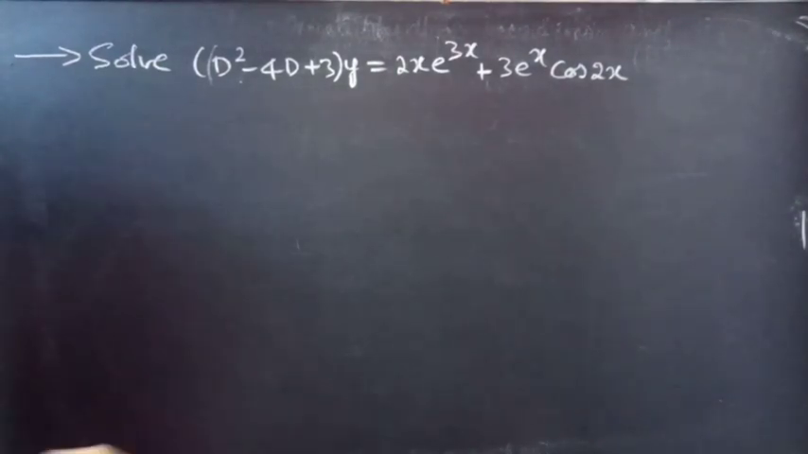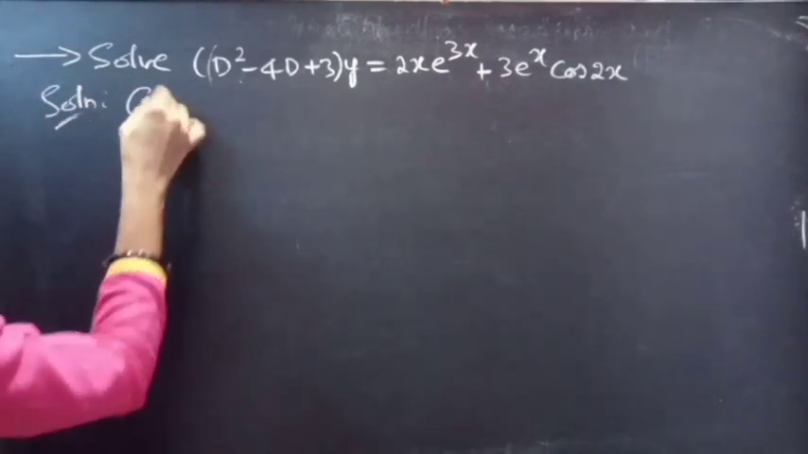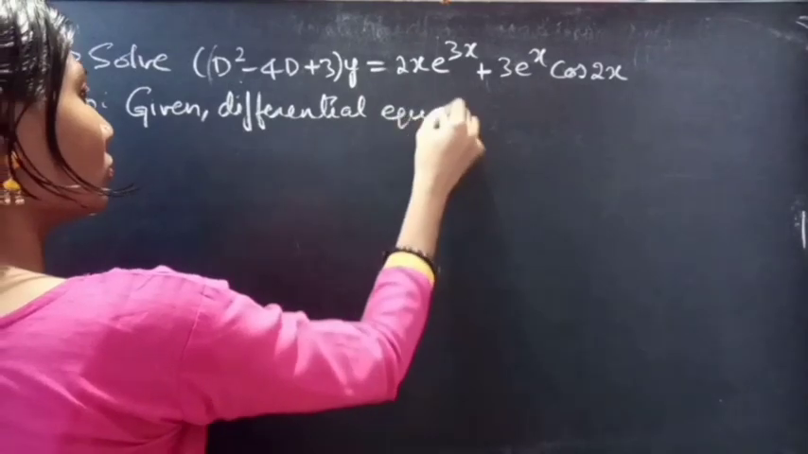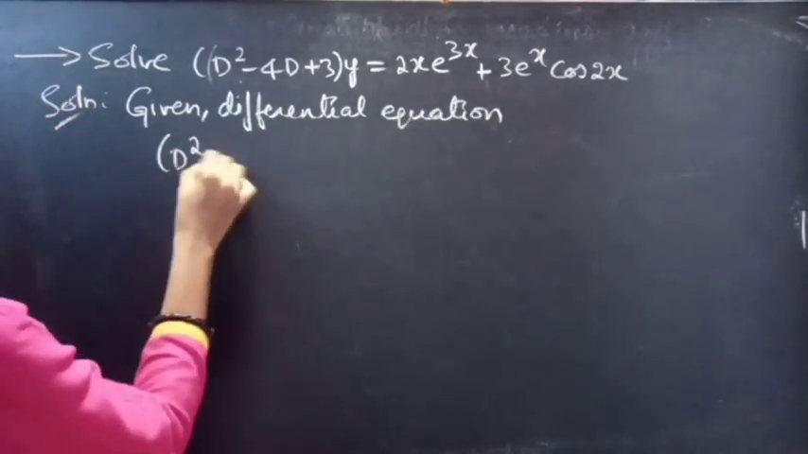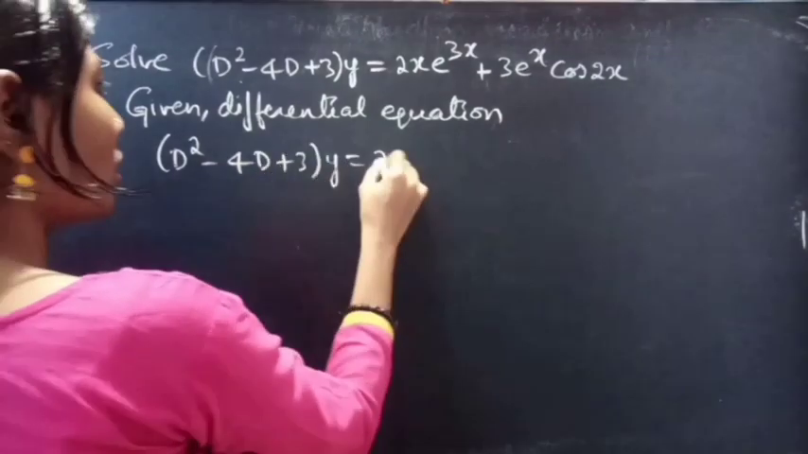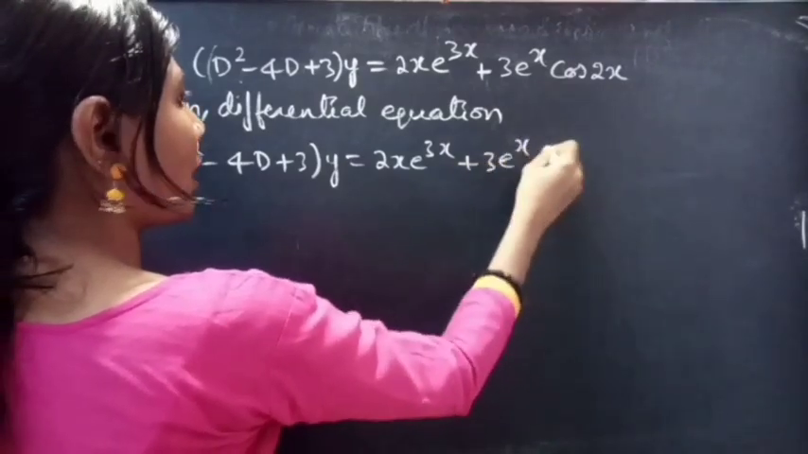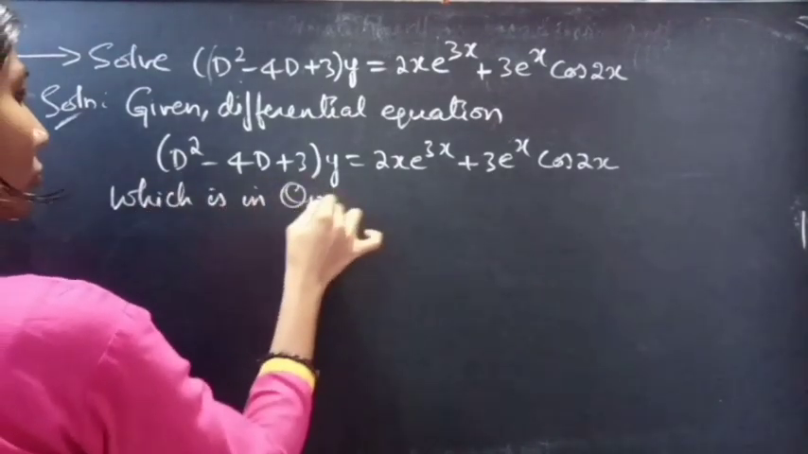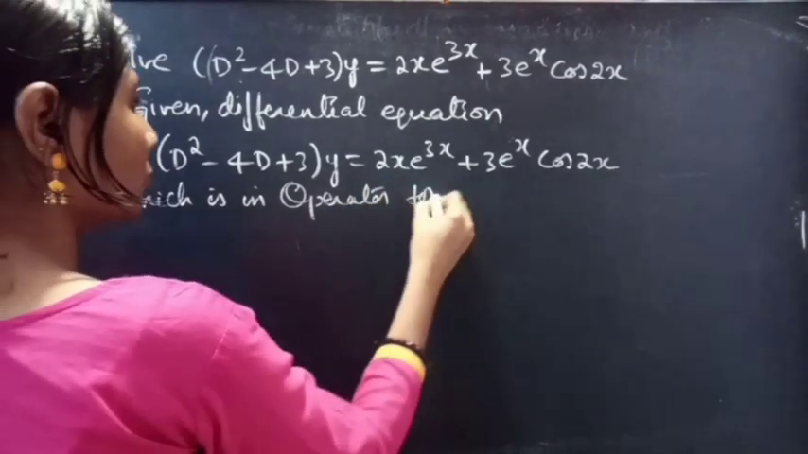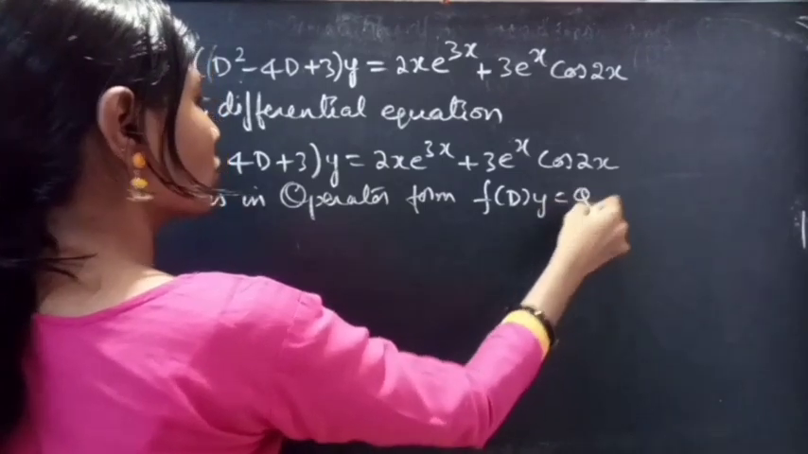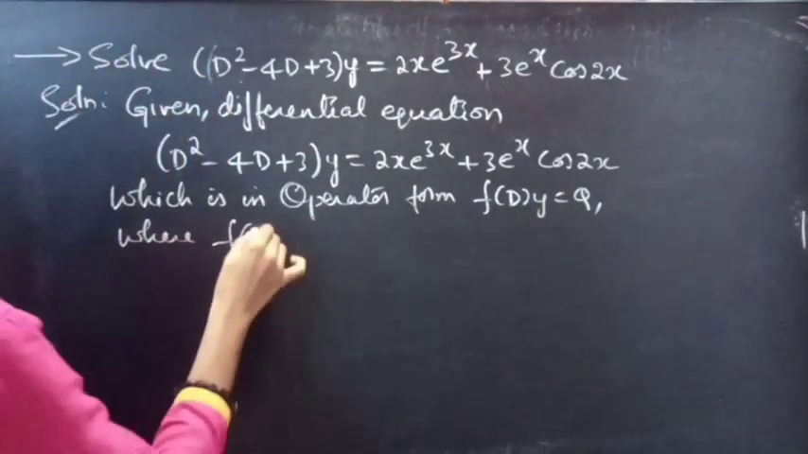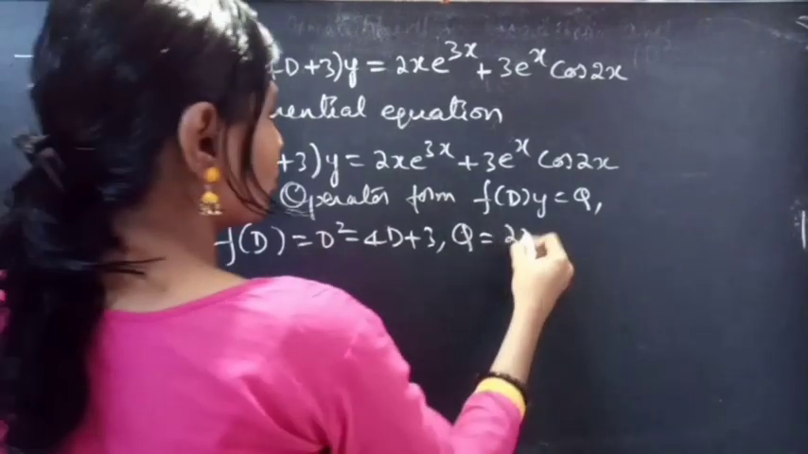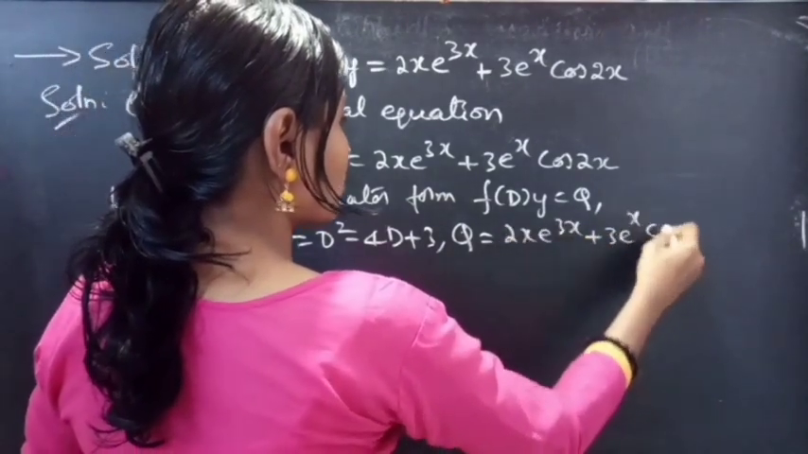Now coming to the problem. Given differential equation (D² − 4D + 3) y = 2x e^(3x) + 3 e^x cos 2x, which is in operator form F(D) y = Q, where F(D) = D² − 4D + 3 and Q = 2x e^(3x) + 3 e^x cos 2x.